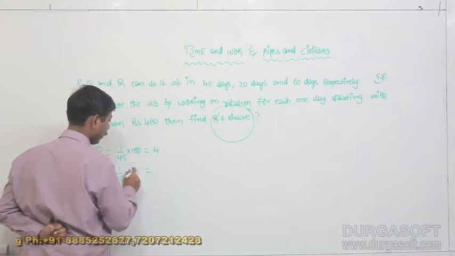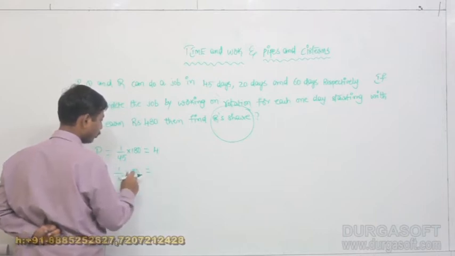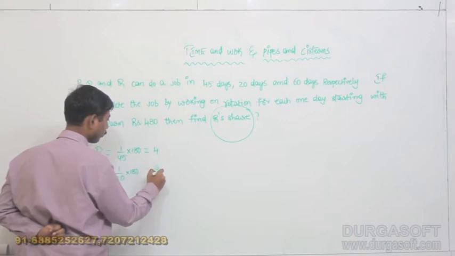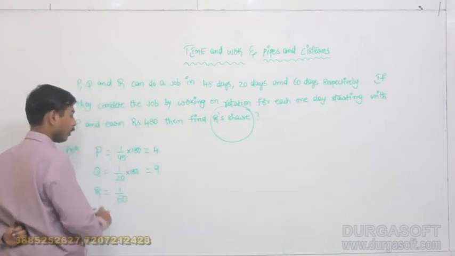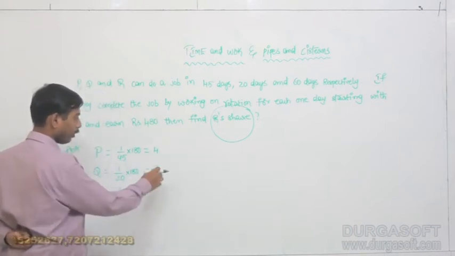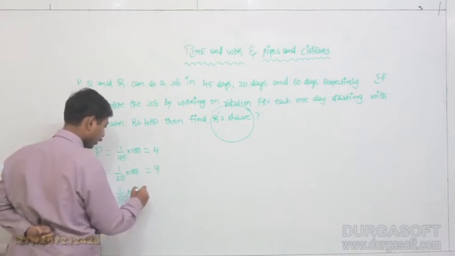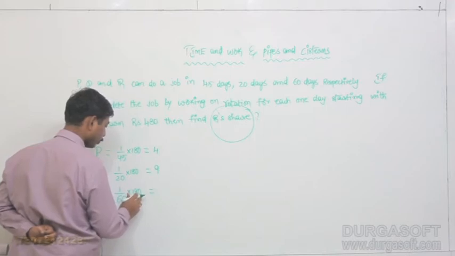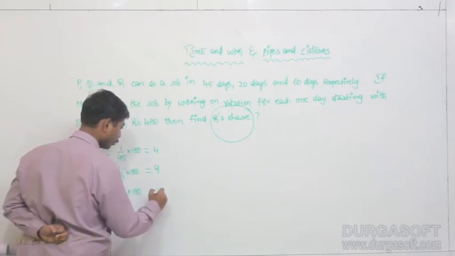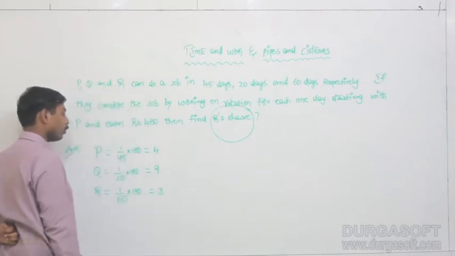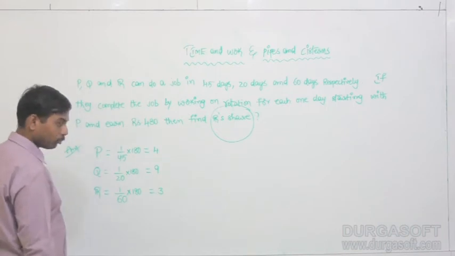Q needs 20 days to complete 180 units of work, which means how many units are possible for Q in 1 day? 9 units. R needs 60 days to complete 180 units of work, which means how many units are possible for R in one particular day? 3.